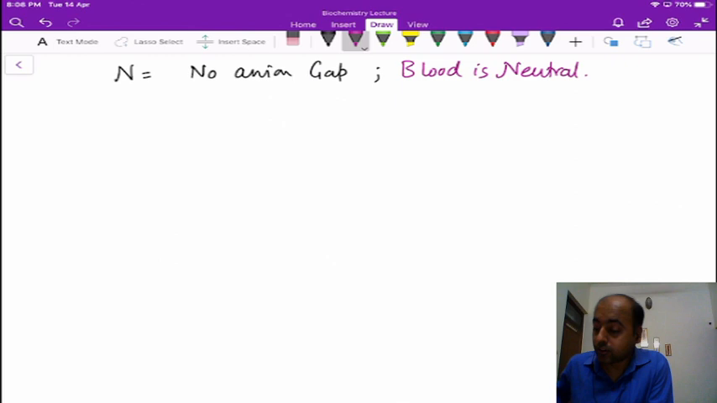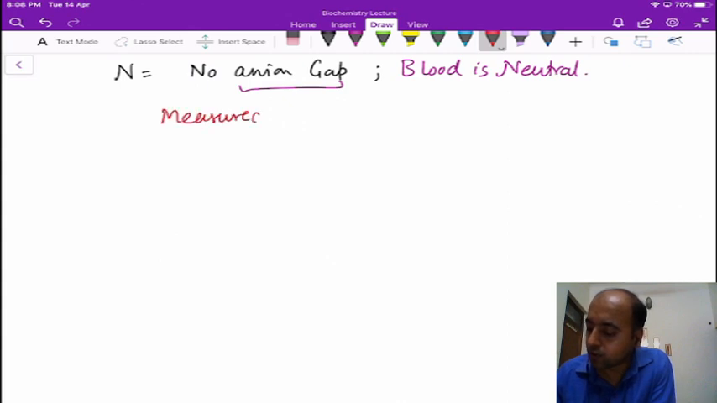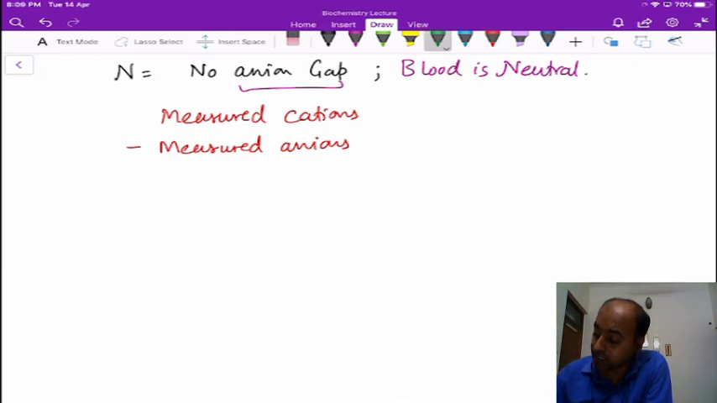Okay, but we only measure certain ions. We have measured cations and we compare it with the measured anions. The measured cations, like I said, are sodium and potassium. The measured anions are chloride and bicarbonate.